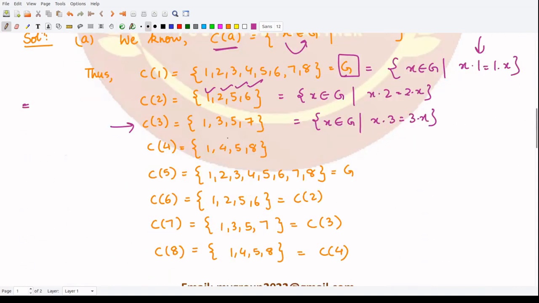In a similar manner, you can calculate it for C4, C5, C6, C7 and C8. Pause the video, calculate it, and check your answers. The procedure I have told you is how you can proceed. Okay, so you can verify the answer.